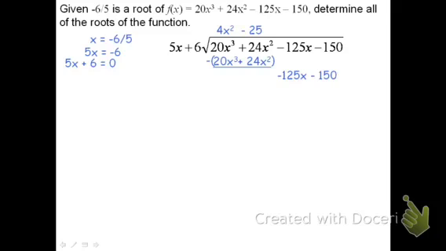I know that 5 times negative 25 is negative 125x, and 6 times negative 25 is negative 150. We'll wrap these in parentheses, and again subtract. Negative 125x plus 125x is 0, and the negative 150 becomes plus 150, which is also 0. So again, these cancel, and the remainder is 0.